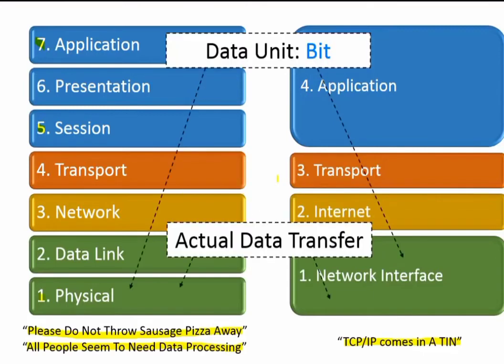Next is the physical layer, and the physical layer is where the actual data transfer happens. This is the layer which deals with wires and cables and your hardware ports and hardware connectors. All those things happen at this layer.